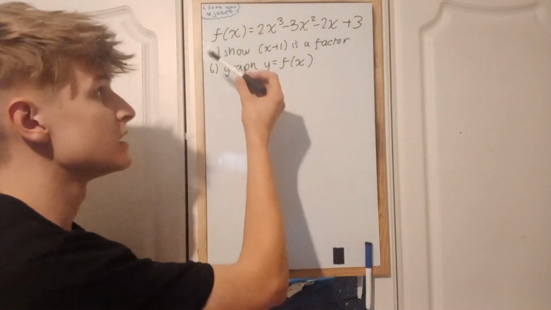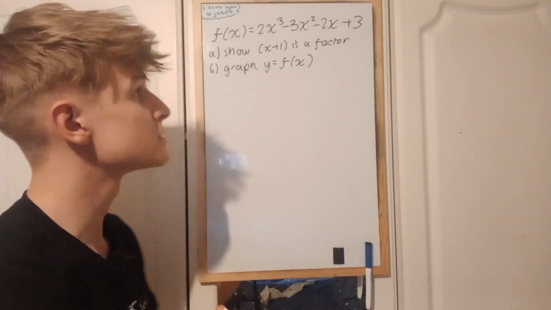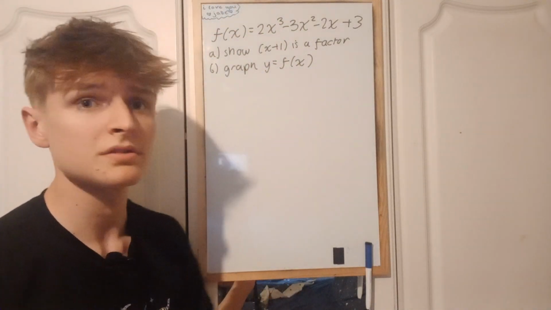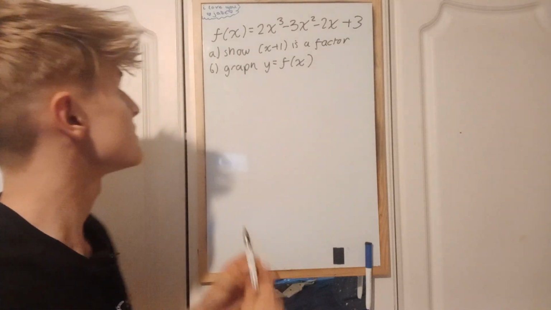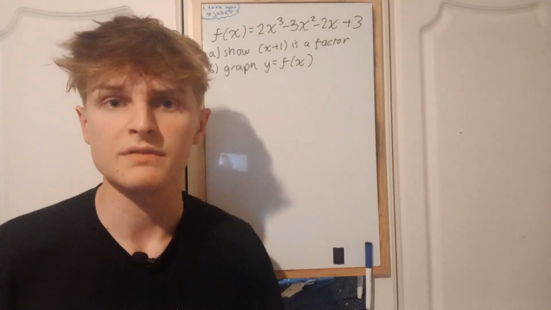Okay, right, so let's get into this first problem then. We've got this lovely cubic polynomial here, f of x equals 2x cubed minus 3x squared minus 2x plus 3. And our first part is to show x plus 1 is a factor, and then our second part is to graph y equals f of x.